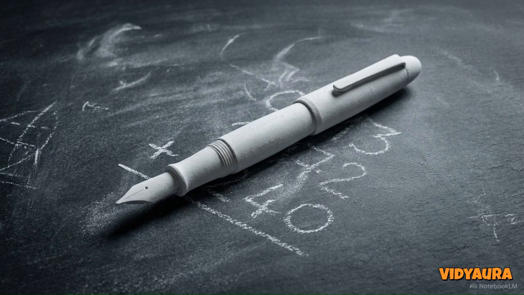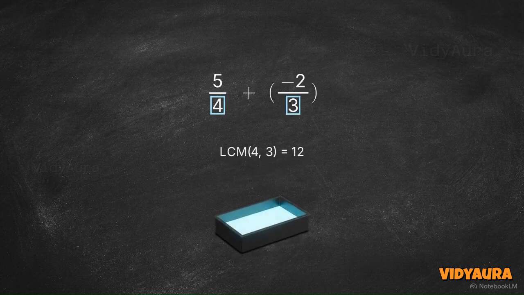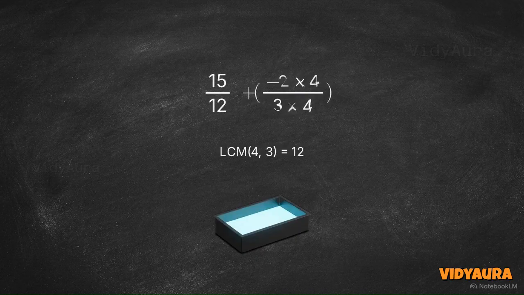Consider the sum of the mixed number 1 and 1/4 and the negative fraction -2/3. First, we convert 1 and 1/4 into the improper fraction 5/4. Next, we find the LCM of the denominators 4 and 3. That shared baseline is 12. We multiply to match that base. 5/4 becomes 15/12, and -2/3 becomes -8/12.